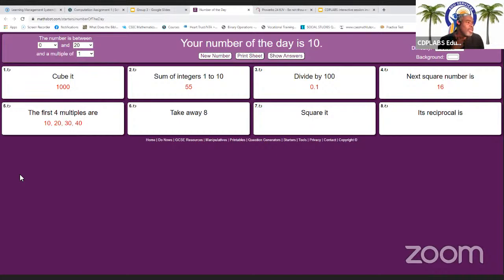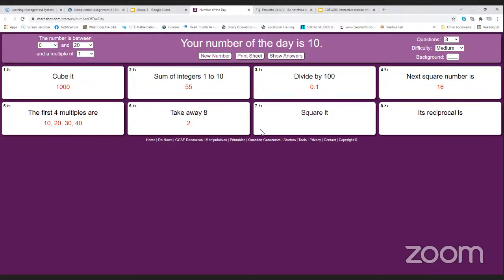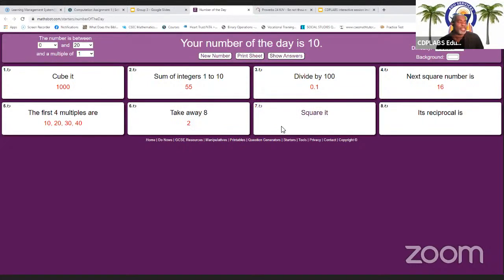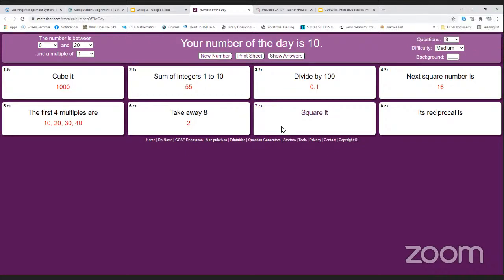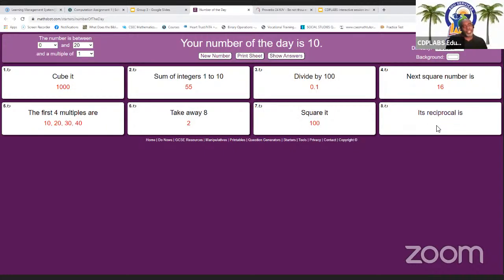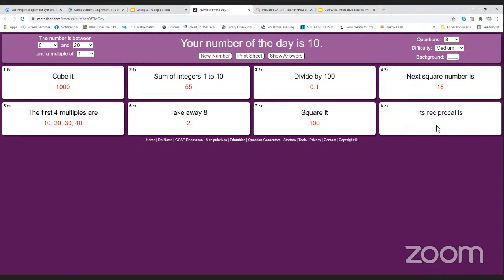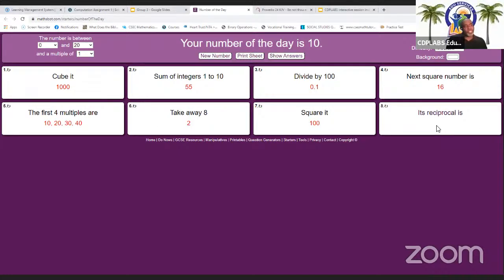What's the answer for this one? This is easy. That's correct, Shanice, 2. Square it. What's the number for this one? Square it. 100. And this one, its reciprocal is?